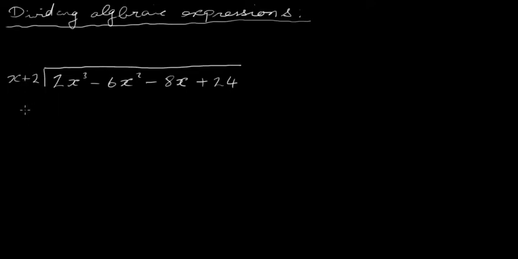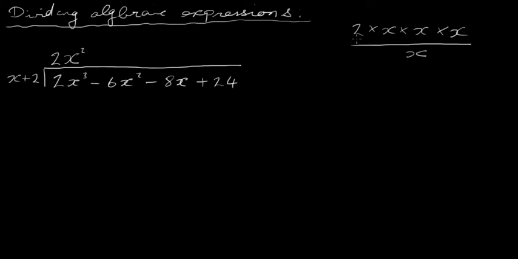So the first thing we're going to do is take this x here and divide it into 2x cubed. What we get when we do that is 2x squared, and the reason for that is we're dividing 2x cubed by x. So 2x cubed is 2 times x times x times x. So we're going to divide that by x. This is 2x cubed divided by x.